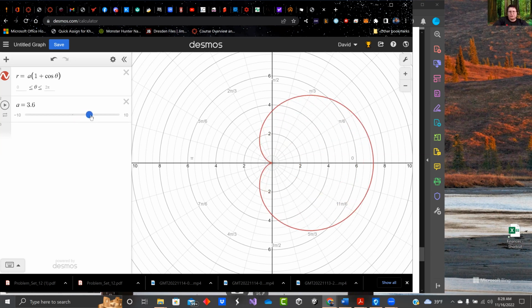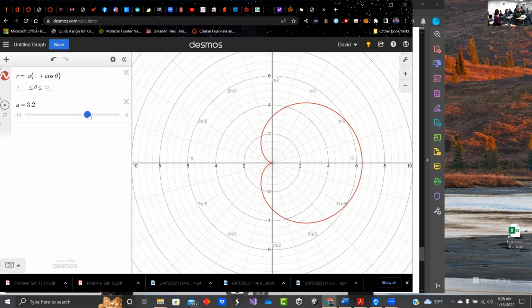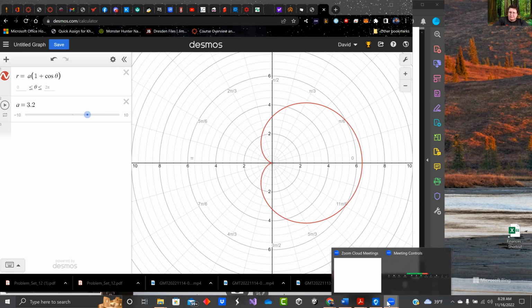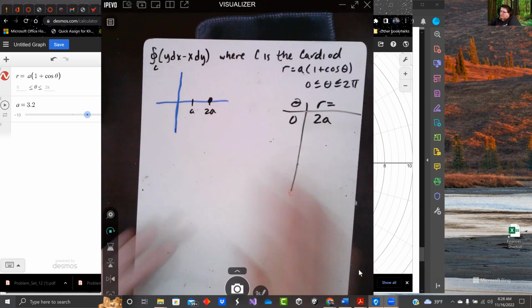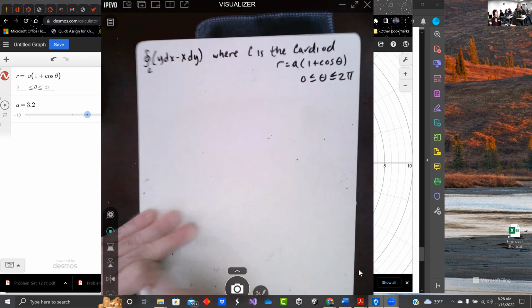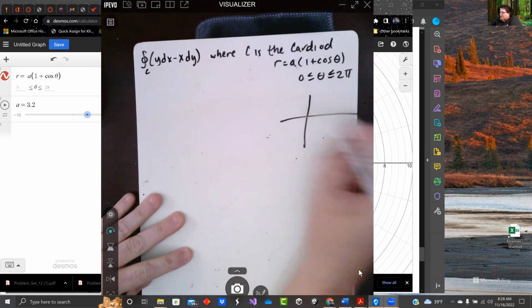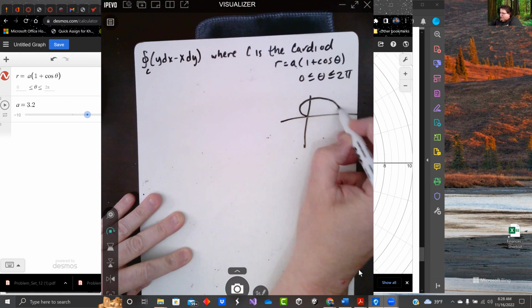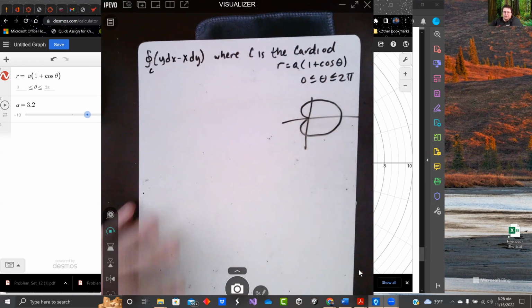So that's what the cardioid looks like. Okay, so having that in our head, let's just sketch the picture. Cardioid means heart, so I knew it had a heart shape, but I wasn't sure exactly how it looked.